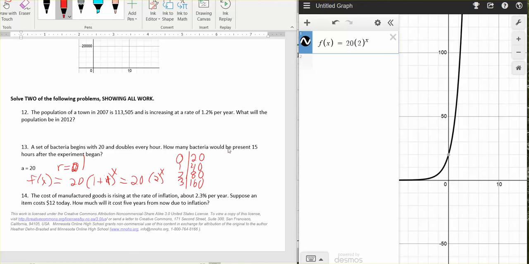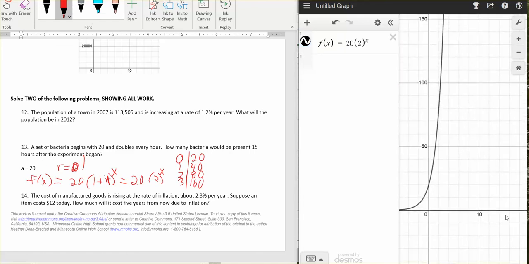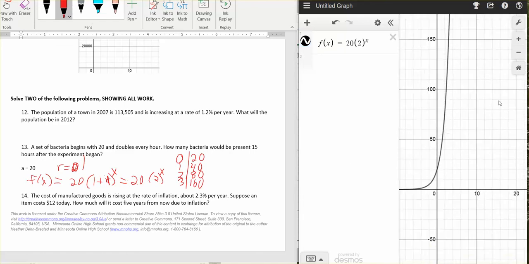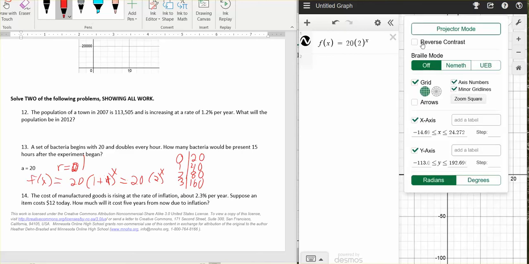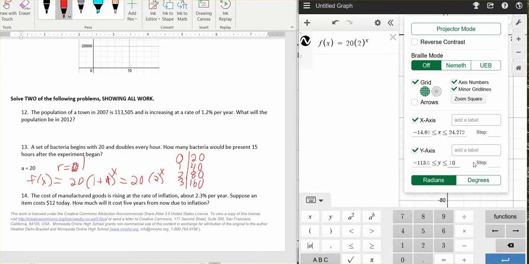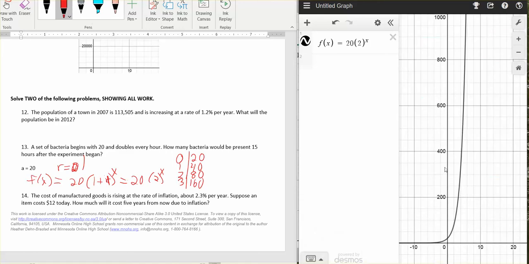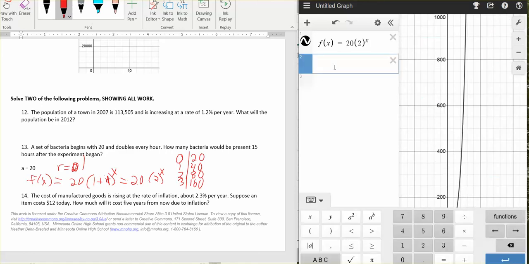And then what else do we have to answer? How many bacteria would be present at 15 hours after the experiment began? So we could look for 15 on here, but this is going to be a really big number. See, 15 is here, and I can't even see that yet. So let's change our scale. We're going to have to go quite a bit higher. Let's go up to 1,000. See if we can see 15 now.